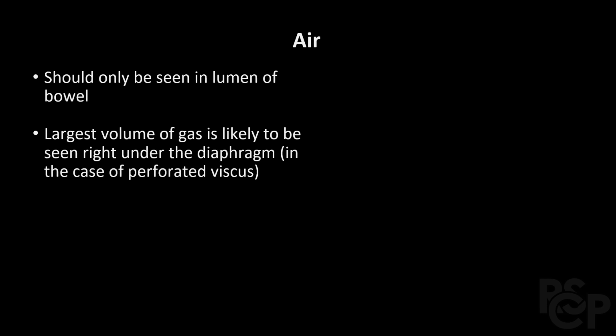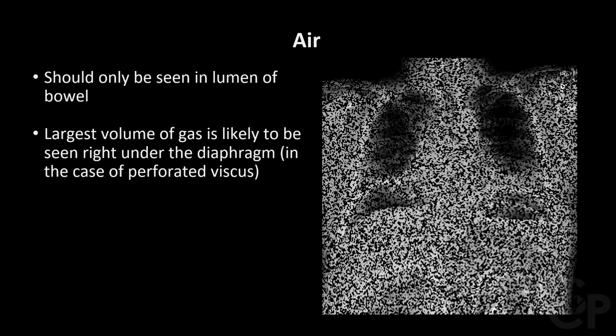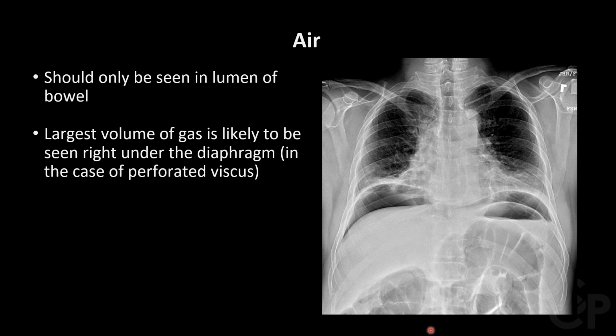So to start with our air, generally air should only be seen in the lumen of the bowel. If it is outside that, there is usually something pathological going on. The largest volume of gas that you're likely to see on an abdominal X-ray is seen right under the diaphragm, and you can see this in the case of a perforated viscus. As you can see here, this is the diaphragm right here, and this density right here is air, so this is abnormal.